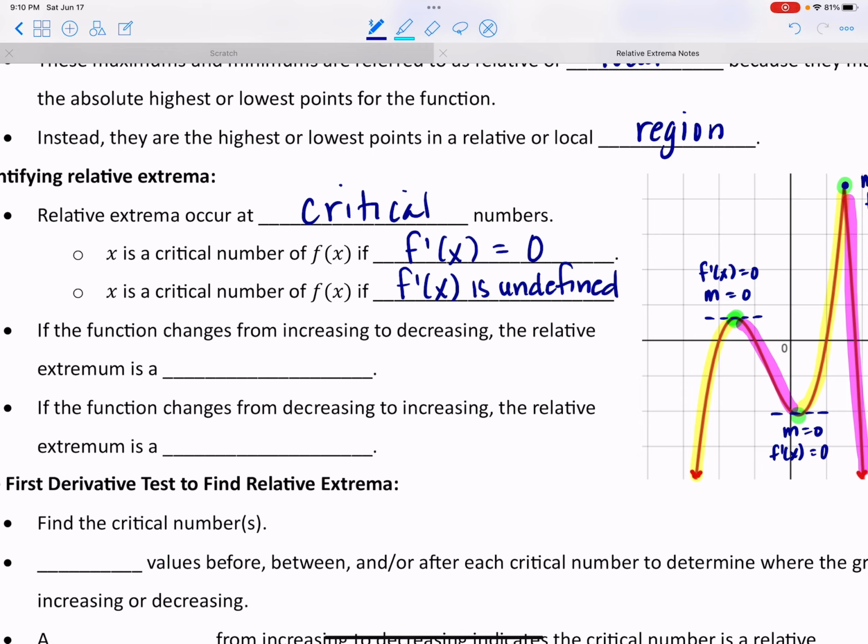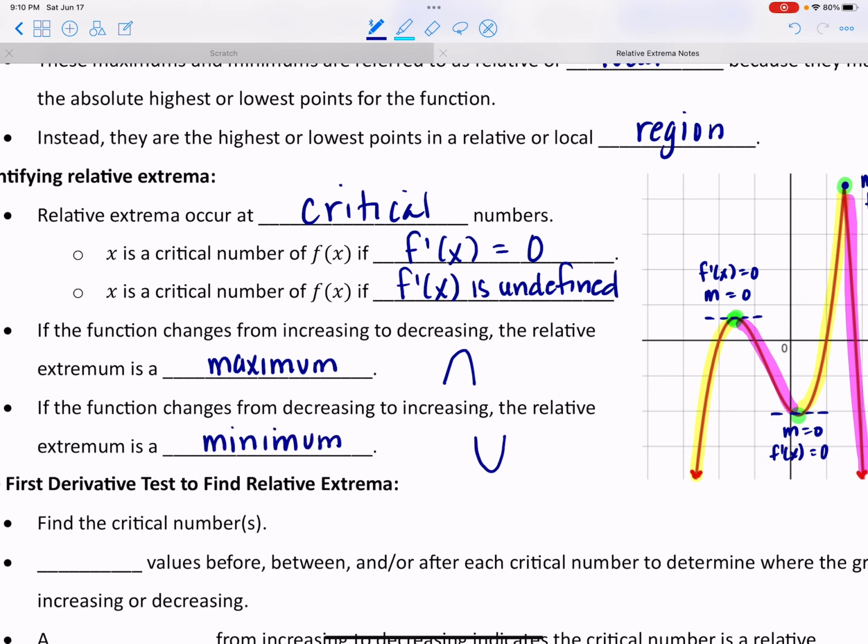Okay, and if we can identify those critical numbers, at those critical numbers is where we're possibly going to have our extrema, but not necessarily, and I'll show you an example where we have a critical number that isn't an extrema. But if it is, then our graph is going to be changing from increasing to decreasing or vice versa. So if the function changes from increasing to decreasing, that's when we have a maximum. And if our function is changing from decreasing to increasing, that's when we'll have a minimum.